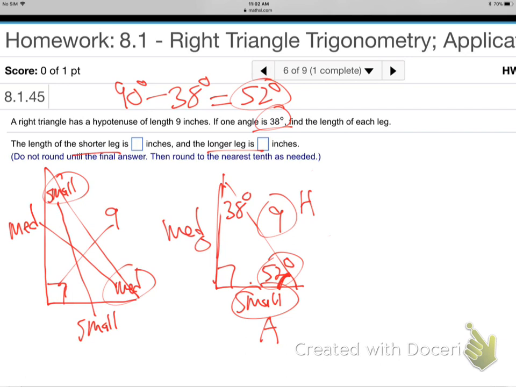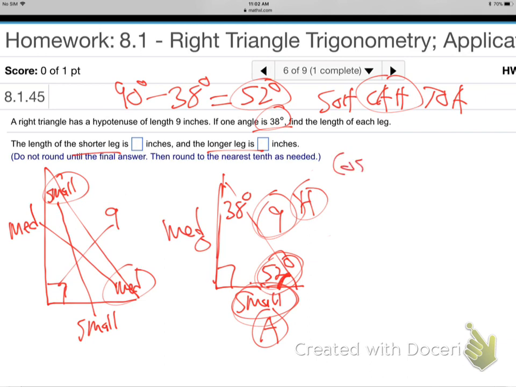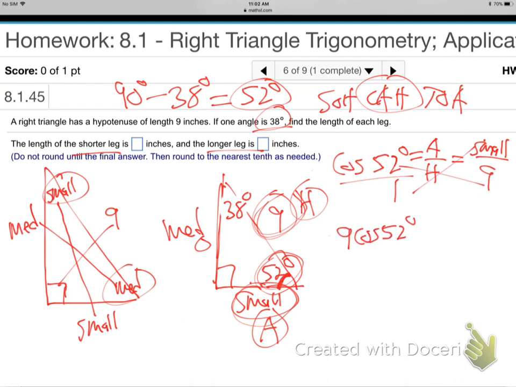All right, so I want a trig relationship involving the 52, the adjacent, and the hypotenuse. Remember SOHCAHTOA? Cosine is adjacent over hypotenuse. So cosine of 52 is adjacent over hypotenuse. Adjacent is the small side, I'll just call it small, over the hypotenuse, which is 9. So cosine 52 over 1 equals small over 9. So 9 cosine 52 is 1 times the small side. So that means the small side equals whatever 9 cosine 52 is.